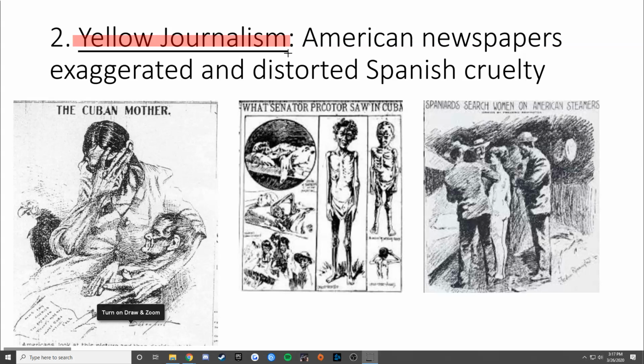Cuba. Okay, so these are images. Some of them, obviously, were accurate to some extent, but they were over-exaggerated. They were made to seem much worse than they were in reality.